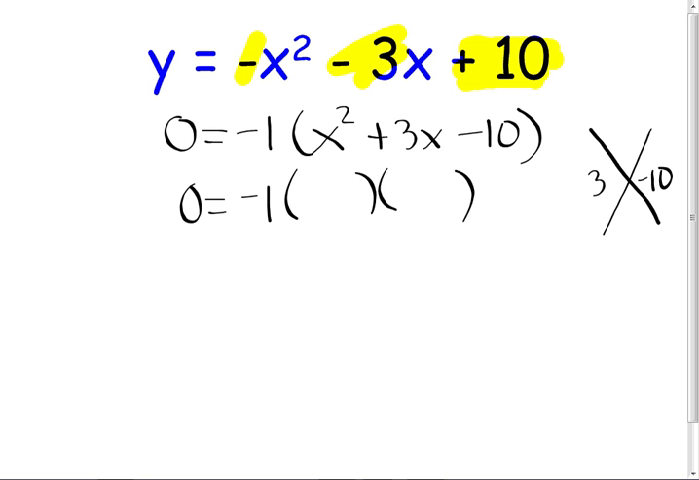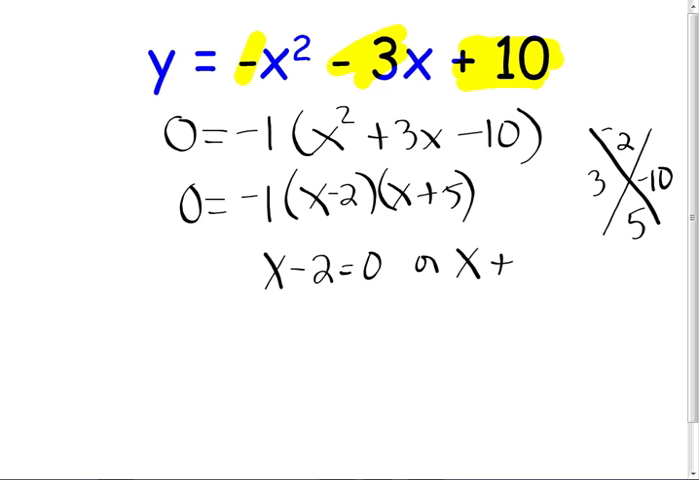Okay, factors of 10, Max. 2 and 5. Which one's negative? Negative 2. Good. X minus 2, x plus 5. Luke, what are the answers here? X minus 2 is 0, or x plus 5 is 0.